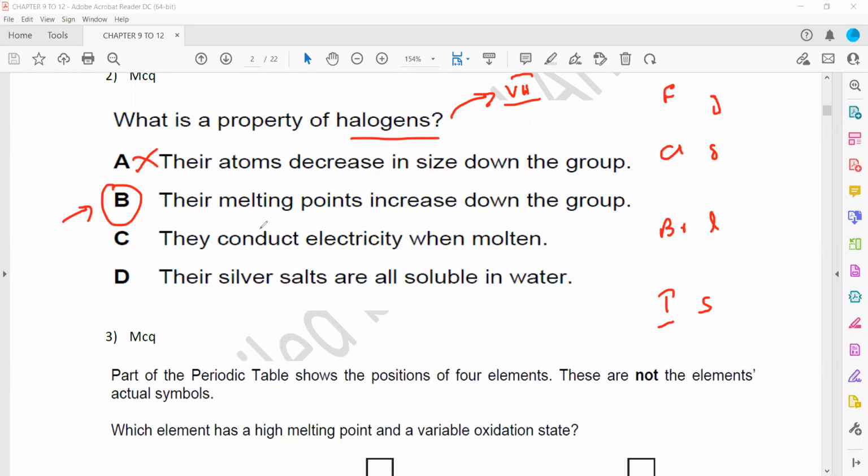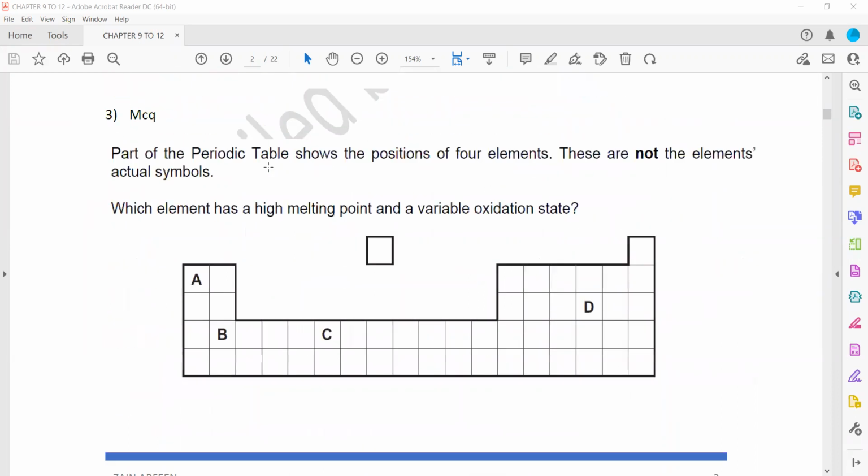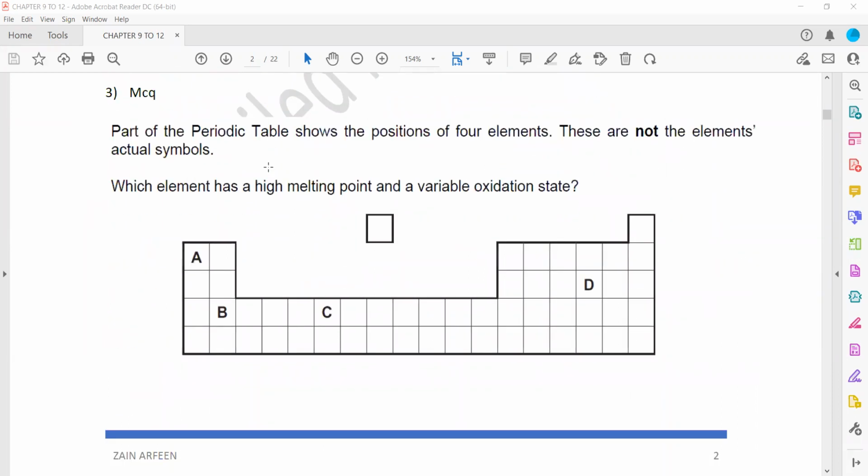The next question, question 3. The part of a periodic table shows the position of 4 elements. These are not the elements' actual symbols. Which element will have a high melting point and variable oxidation state? So high melting point and variable oxidation state, these are characteristics of what? These are the characteristics of transition elements. So where can we find the transition elements? C will be the right answer.